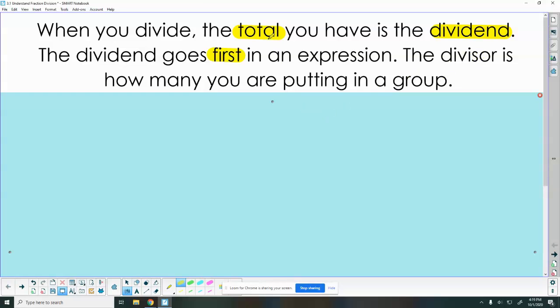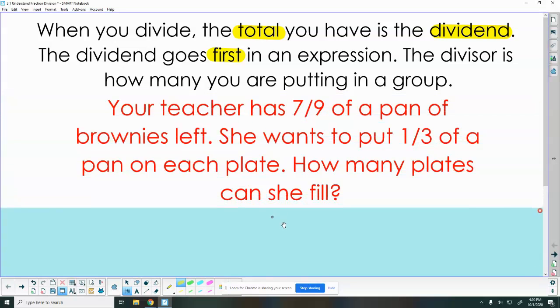So if I did 49 divided by 7, 49 is the total, what I have. And I said it first. 49 divided by 7, the 7 is what I want in every group. So your teacher has 7/9 of a pan of brownies left. So this is what I have. This is my total. And I want to put them into groups of 1/3 on each plate. How many plates can I fill?